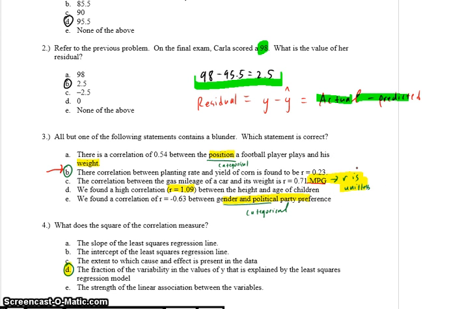So C is out. D is out because R is between -1 and 1, and in D, it's greater than 1. And then E is out because of the same reason A is out. We have two categorical variables. We can't measure the correlation between those two variables using this measurement.